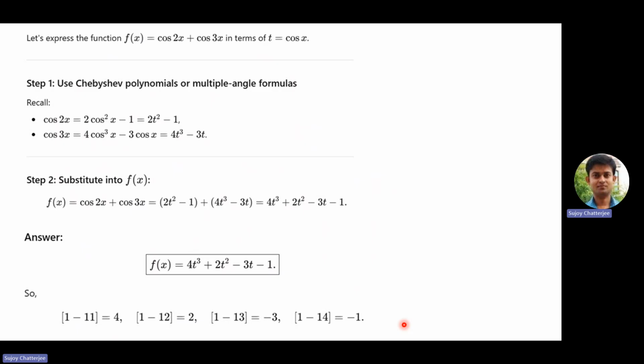So from this, if we now compare, we can easily say that this value, blank 1 dash 11, is 4. Blank 1 dash 12 is 2. Then it is minus 3 here, and this is minus 1. So this was a very easy question which you should not take even 5 minutes, because the previous question was a little lengthy one. So you have to maximize your output, your number of answers. You should be very quick with the easier questions.